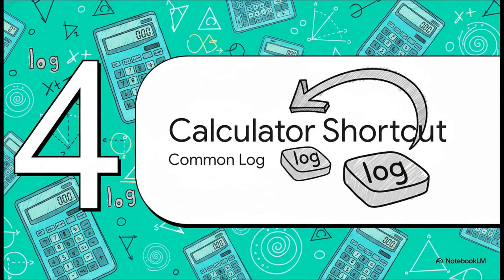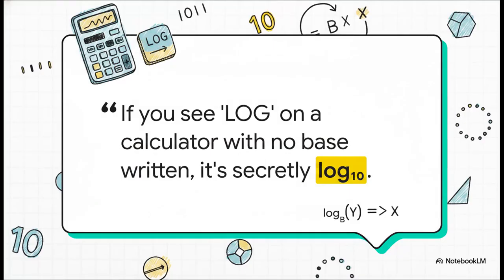Okay, so these examples have been great for doing in our heads. But let's be real, for the more complicated stuff, you're going to be reaching for a calculator. And lucky for us, it has a really helpful shortcut built right in. This is a huge tip, so you're going to want to remember this one. If you look at your calculator and you see that log button, but there's no little base number written next to it, it's not a mistake. It has a secret identity. It's what we call the common log, and that always means it's a log with a base of 10.